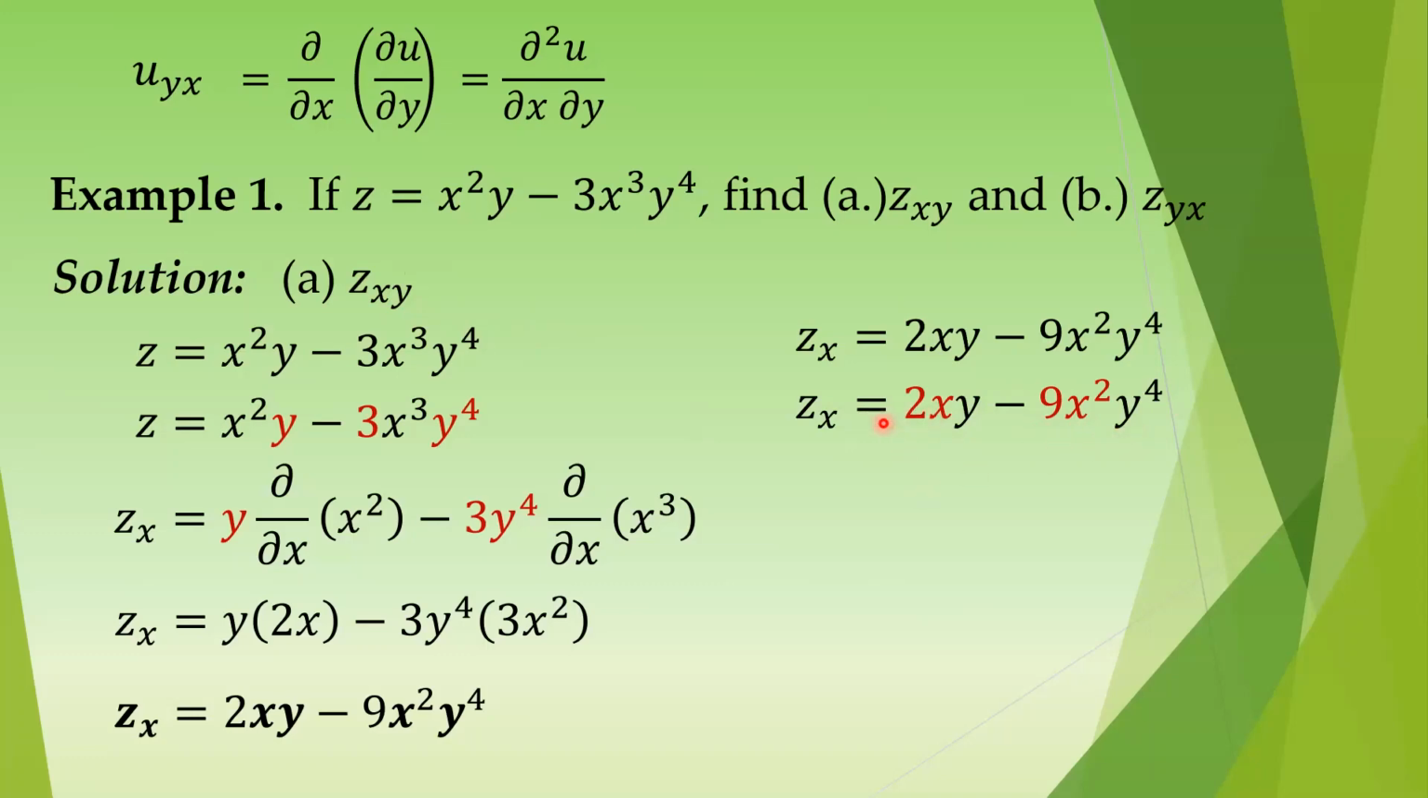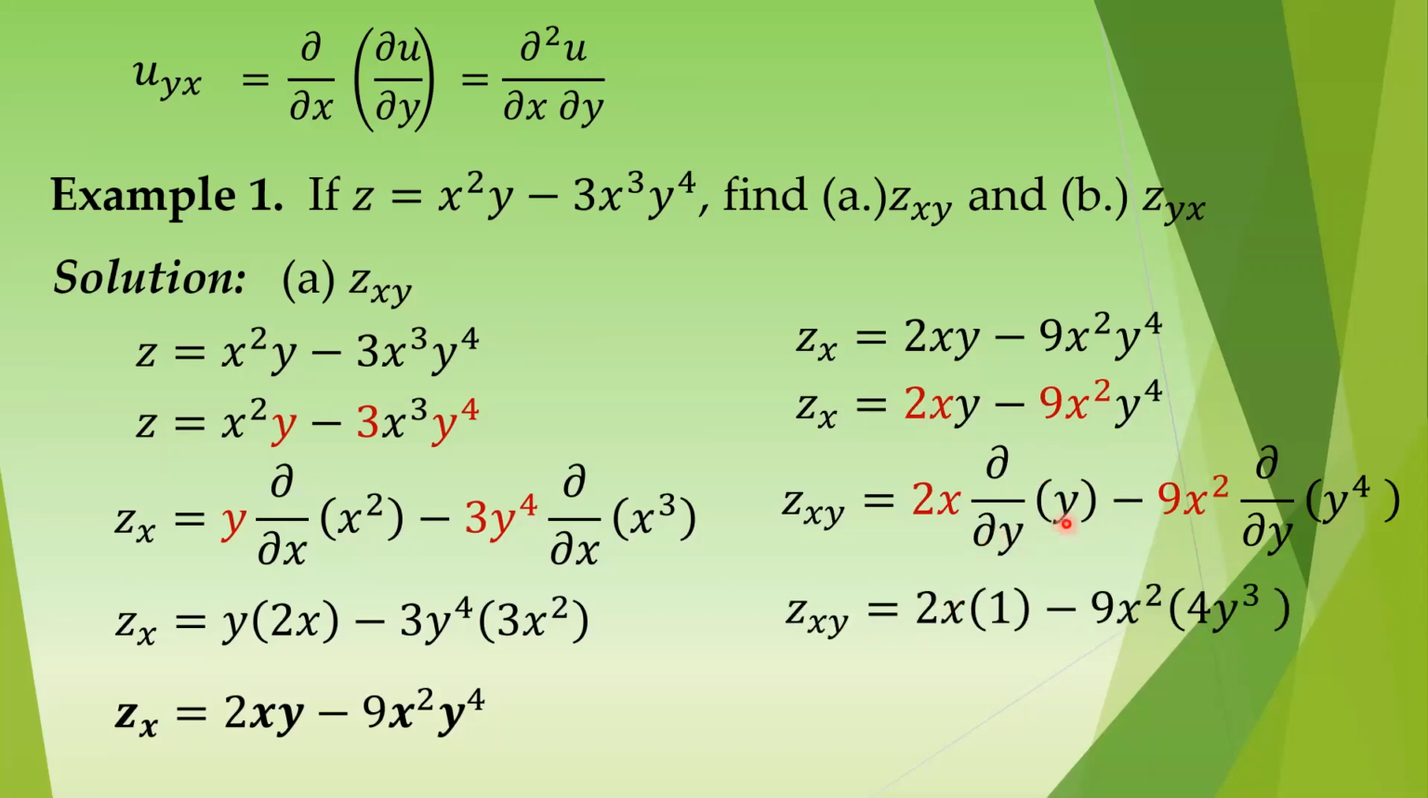Then, we have partial derivative with respect to y ay partial derivative ng 2xy minus partial derivative ng 9x squared y raised to 4. Or again, gaya dito, labas muna yung 2x, partial derivative with respect to y of y minus 9x squared, yan ay constant. Partial derivative of y raised to 4 with respect to y. Kasi y ang ating variable ngayon. Then we have 2x times 1 minus 9x squared times 4y cubed para sa y raised to 4. Then, we have 2x minus 36x squared y cubed.